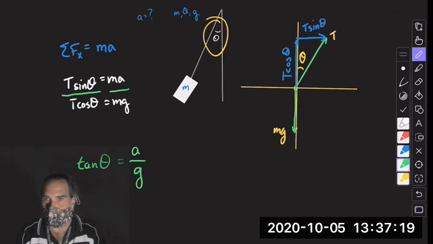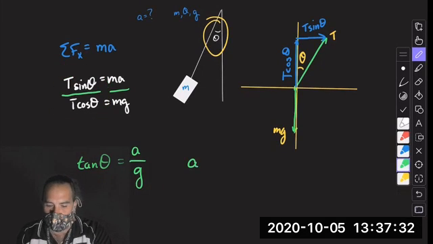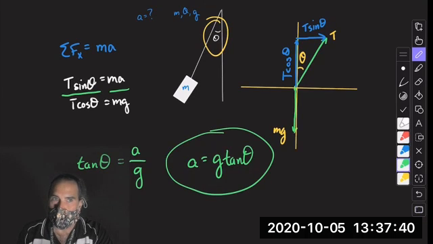It will save you a ton of time. Whenever you see something like this, t sine theta and t cosine theta, you might want to maneuver yourself so you can just do this kind of division. It's much faster. And when you do, you'll get that the acceleration is equal to g tan theta, which, by the way, is how you make an accelerometer. Go ahead.